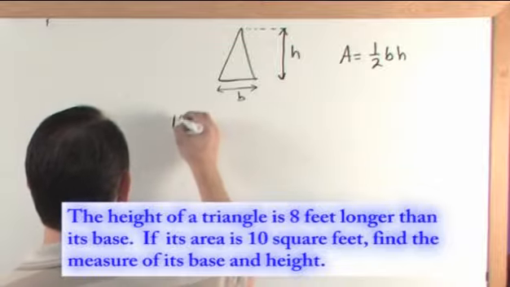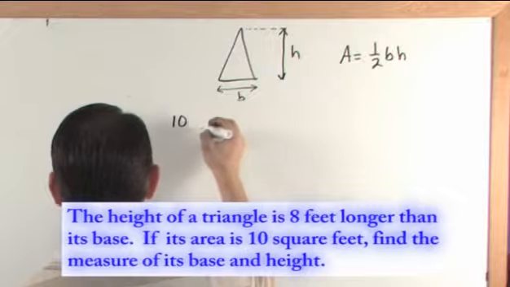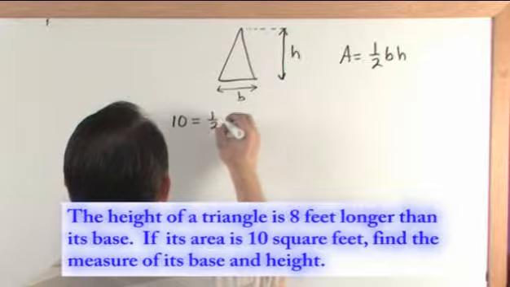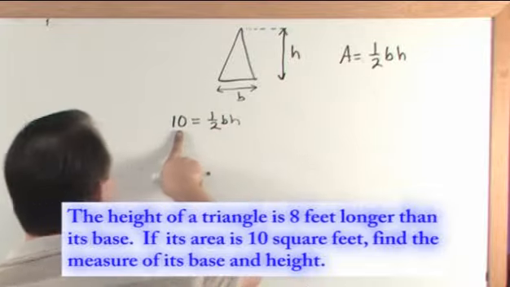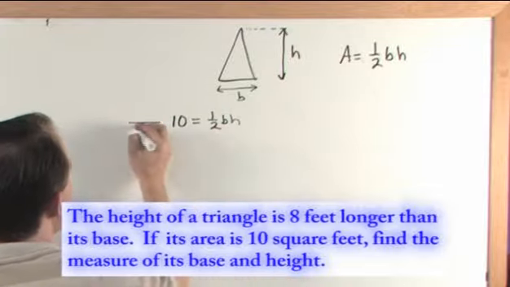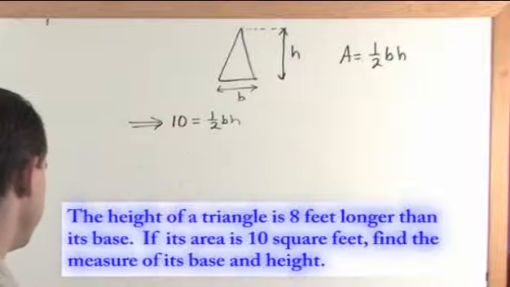So they tell us that the area is 10 square feet, so we know that 10 is equal to 1/2 times the base times the height. We know what the area is. This is one equation I want to keep. That's one fact that the problem gives us.